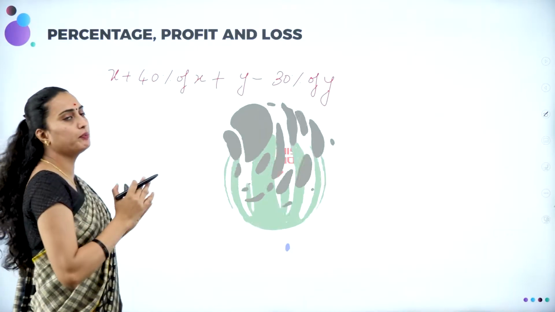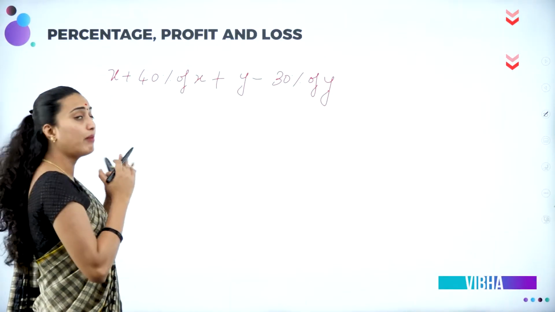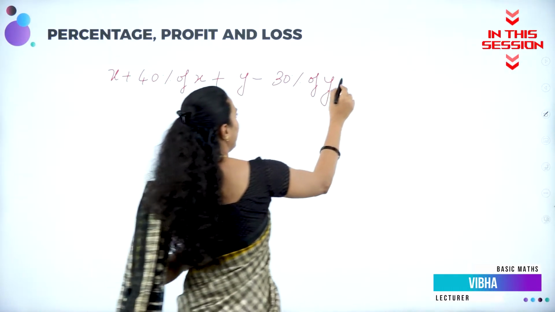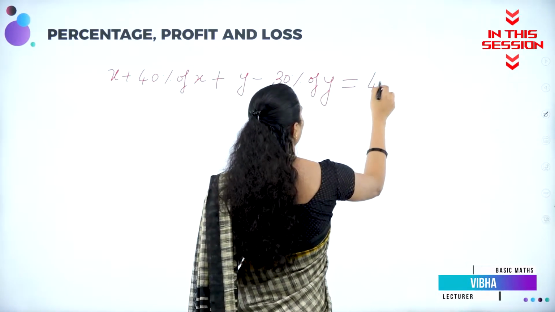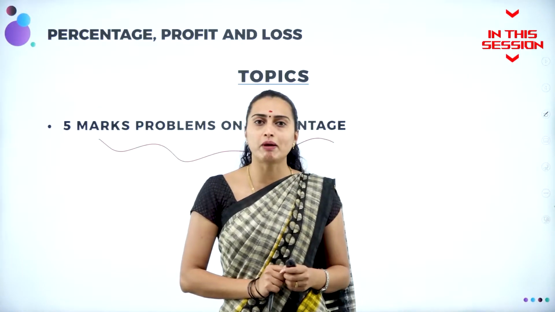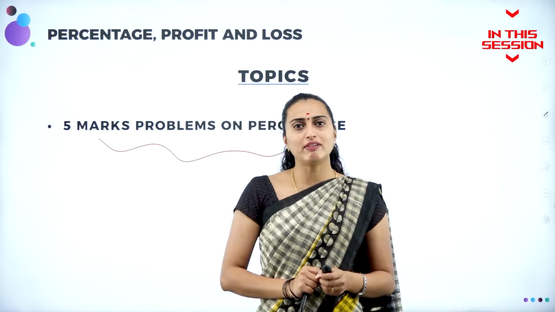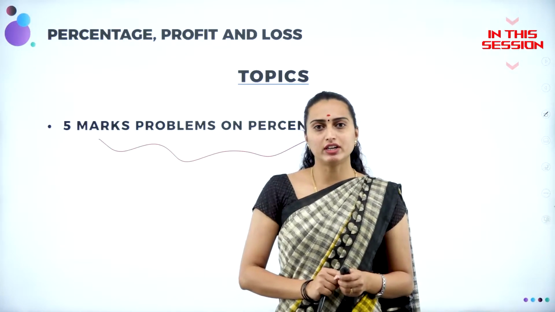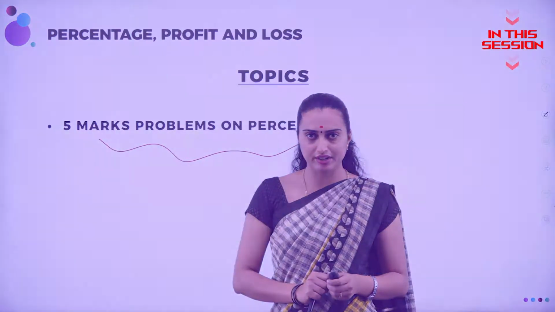X plus 40 percentage of X plus Y minus means it is decreased by 30% of the students, which will be total number of students is nothing but 4,200. Percentage increase is given by increase divided by initial value into 100, and percentage decrease is given by decrease divided by initial value into 100.